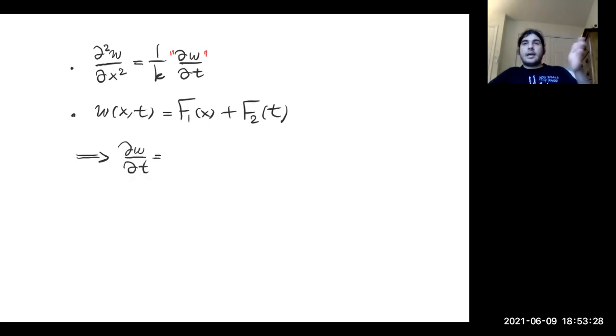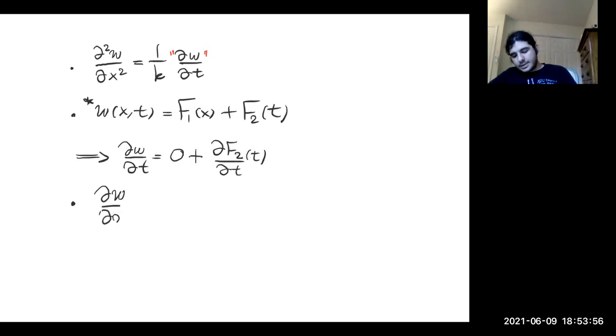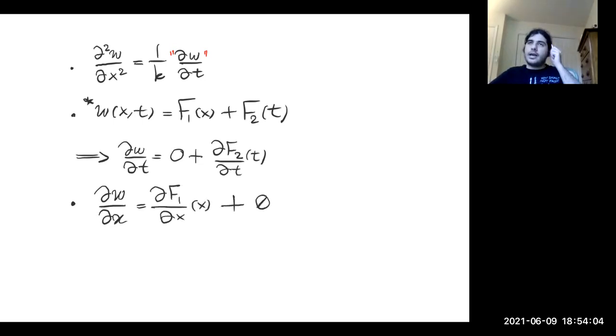Well, it would be the derivative of f1 with respect to t, but f1 is not a function of t, so it's constant with respect to t. So its derivative with respect to t is 0, plus the derivative of f2 with respect to t. This one is a function of t. We can also take the derivative of this equation with respect to x, with the star equation. So the derivative of w with respect to x is the derivative of f1 with respect to x at some point x. Again, f2 is not a function of x, so its derivative with respect to x is a constant.